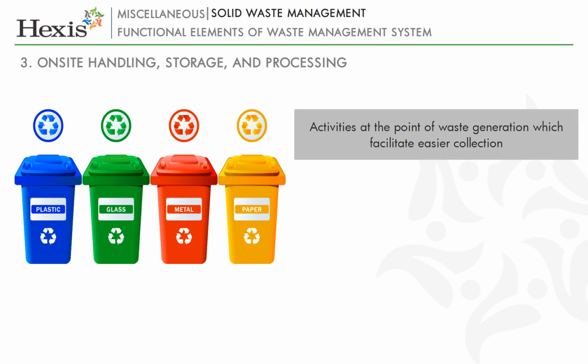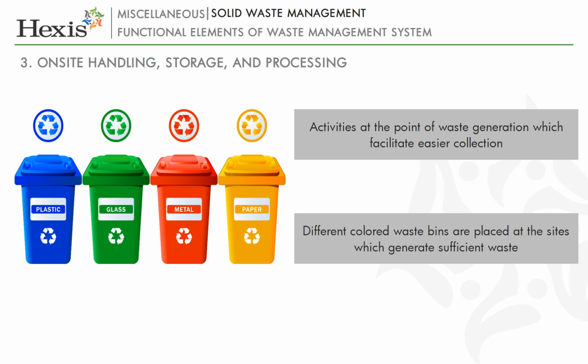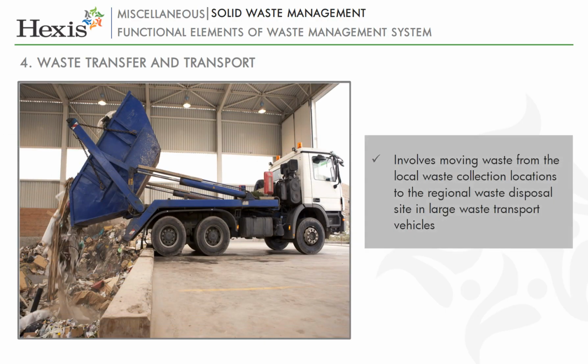For example, different color waste bins to segregate different types of wastes are placed at the sites which generate sufficient waste. Waste transfer and transport are the activities involved in moving waste from the local waste collection locations to the regional waste disposal site in large waste transport vehicles.